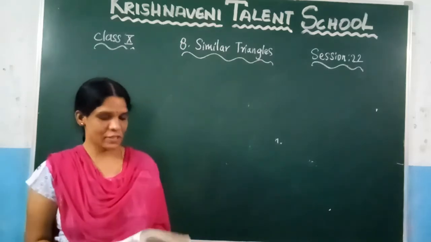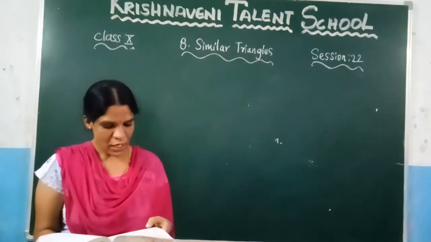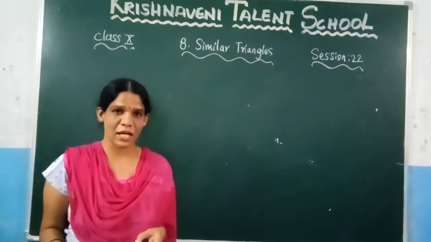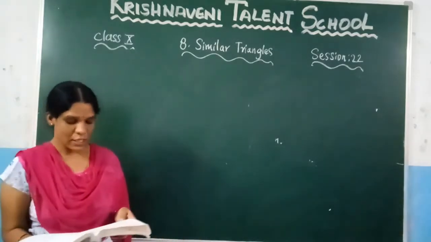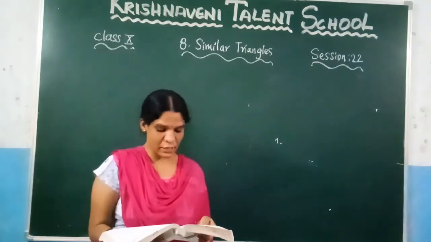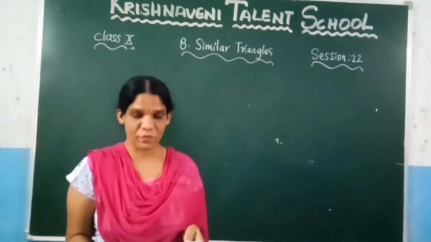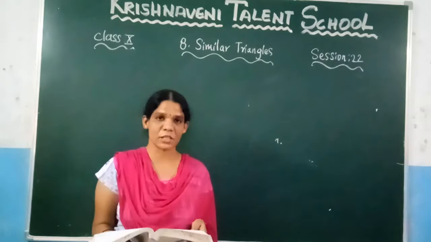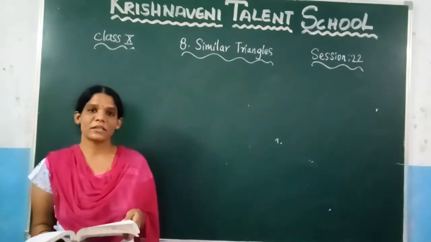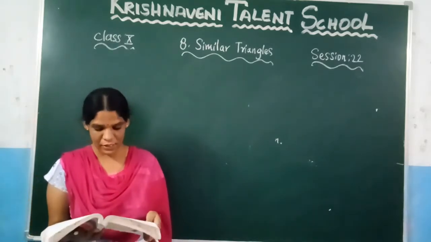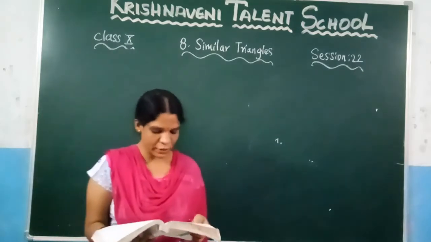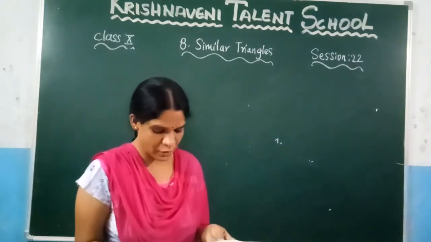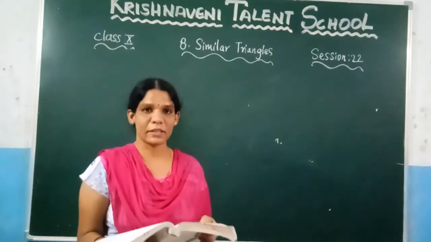In the last class, we discussed exercise 8.3 up to 5 questions. Now, let us see the last question in this exercise. So, what is the question given here? The areas of the two similar triangles are 81 centimeter square and 49 centimeter square respectively. If the altitude of the bigger triangle is 4.5 centimeters, find the corresponding altitude of the smaller triangle.